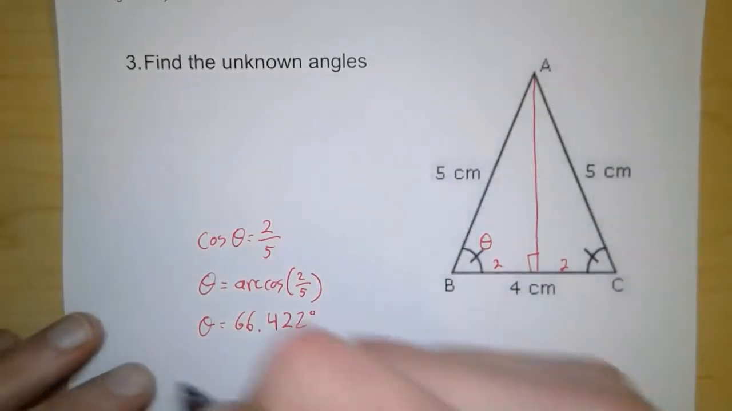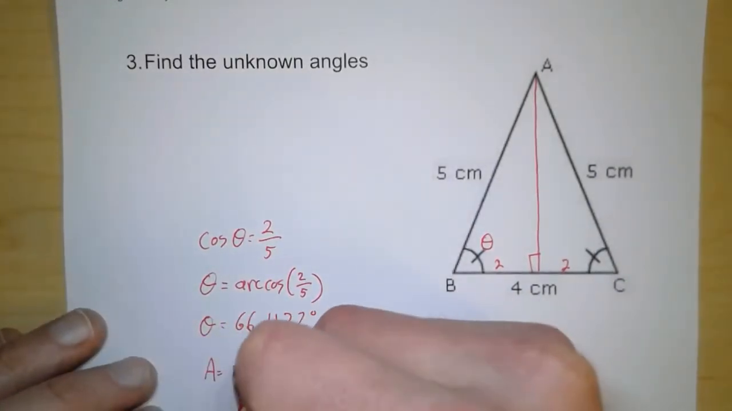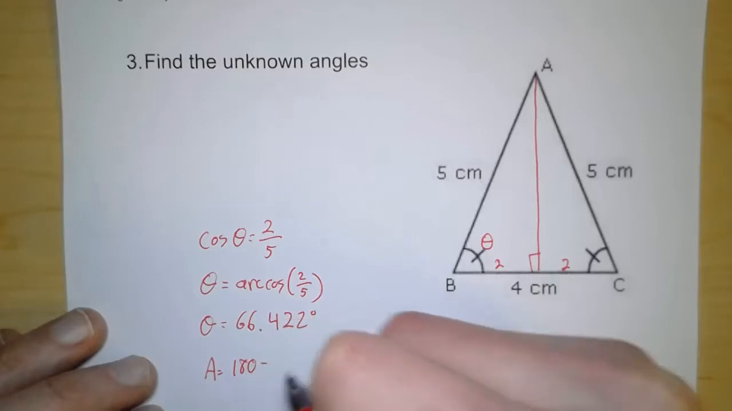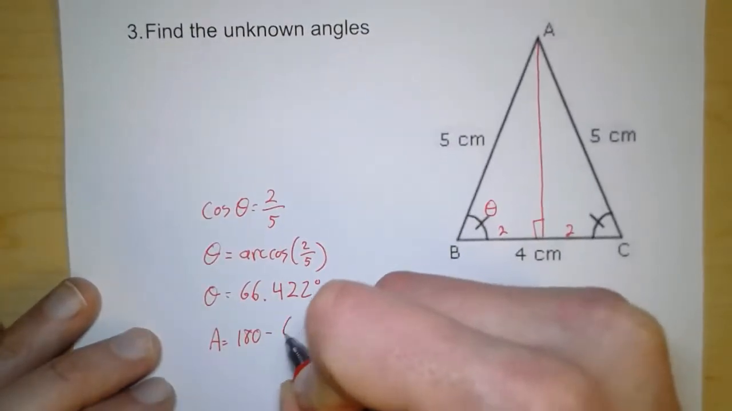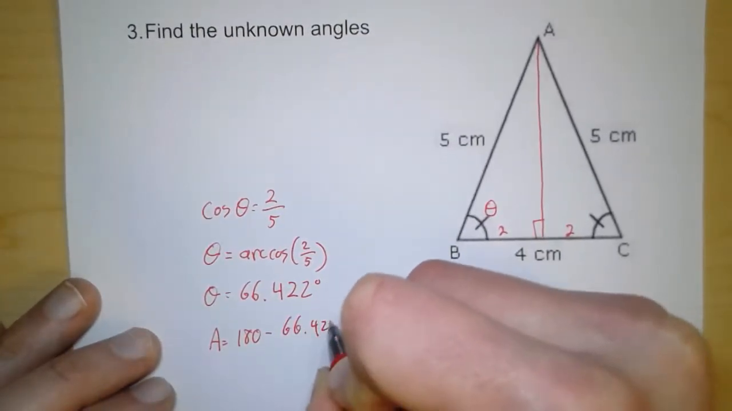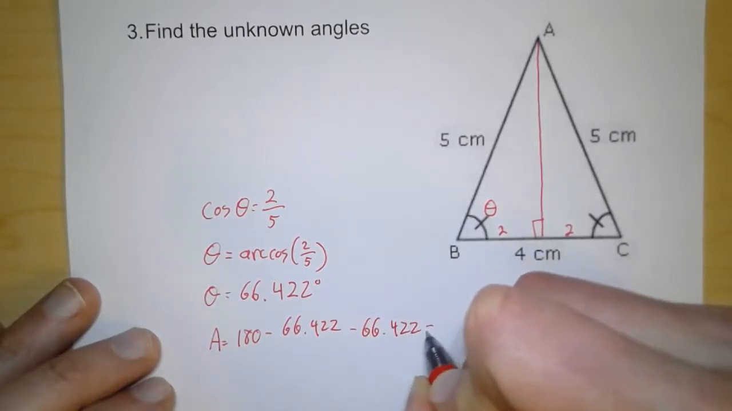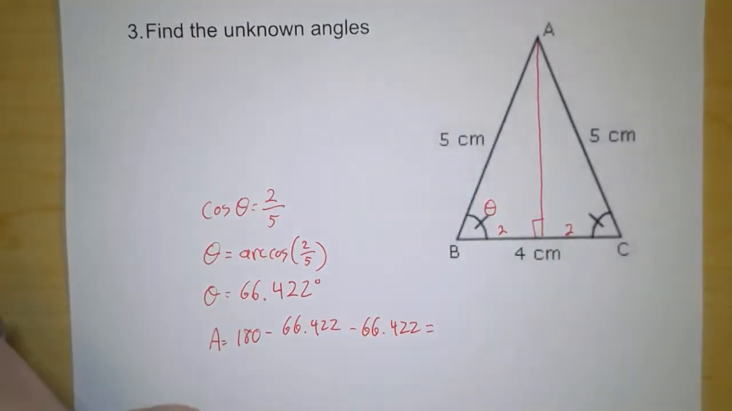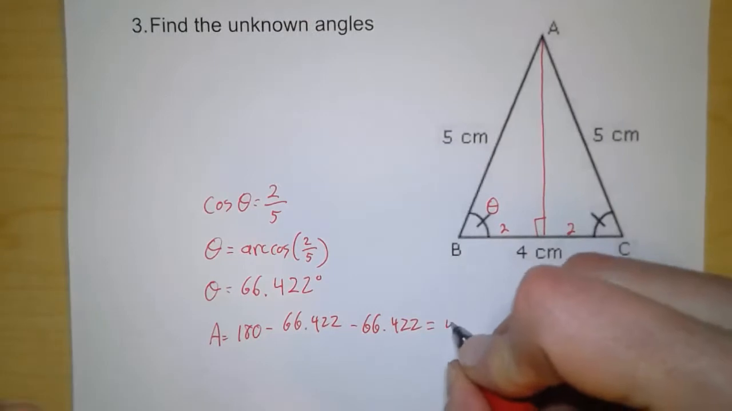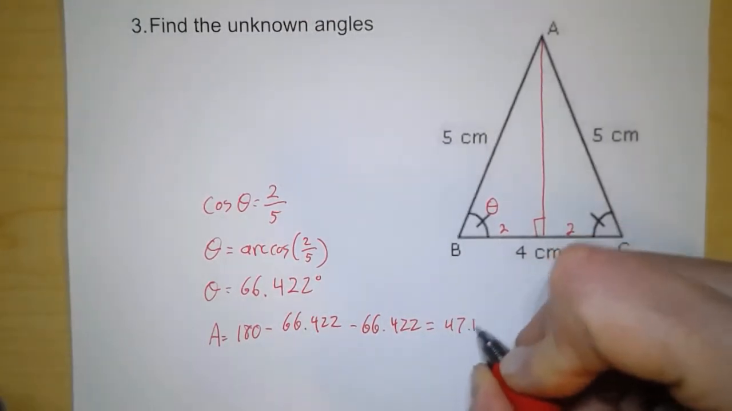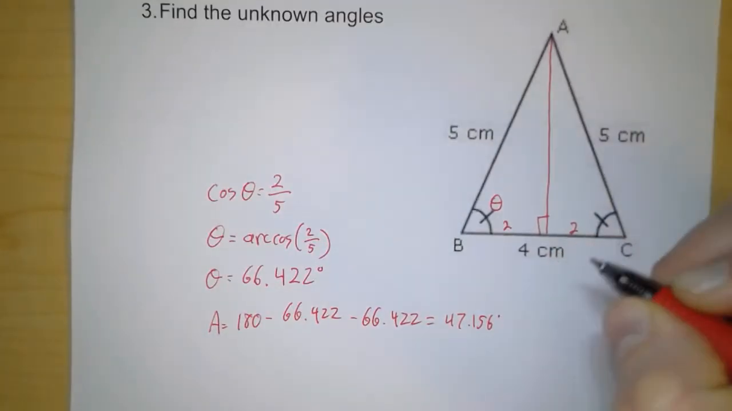And for angle A, if I need to find that, that's going to be 180 minus 66.422 minus 66.422. So I subtract that twice from 180, and I get 47.156 degrees for angle A.